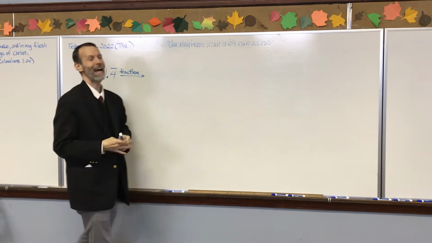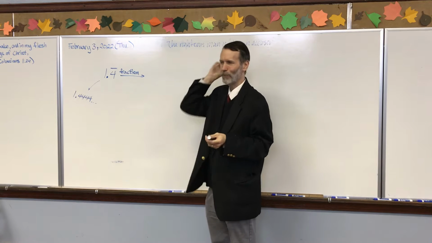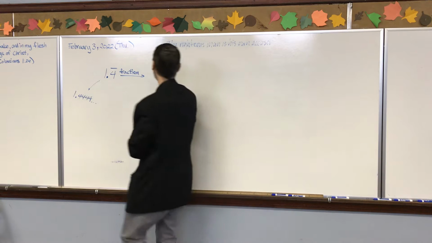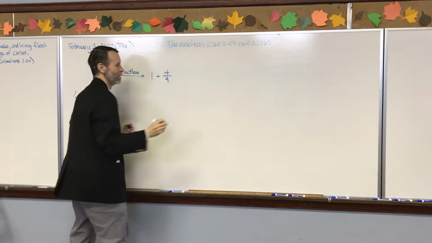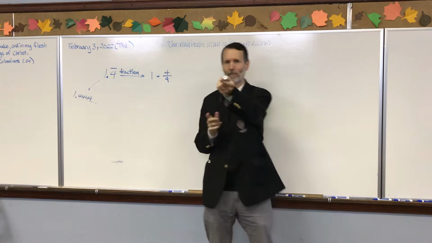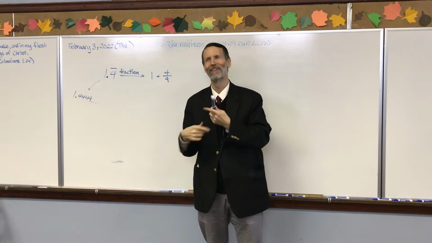So the question is how? We know there must be a fraction for this, but how do we get it? Can you do 1 plus 4 over 9? Ah, clever. 1 plus 4 over 9. So remember from the other day, how do you get something to repeat? You divide it by 9.